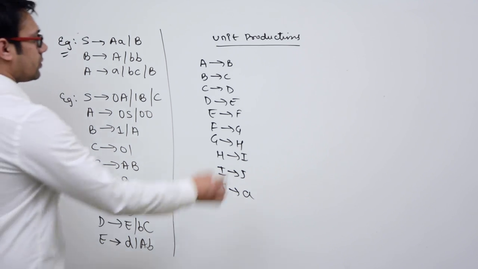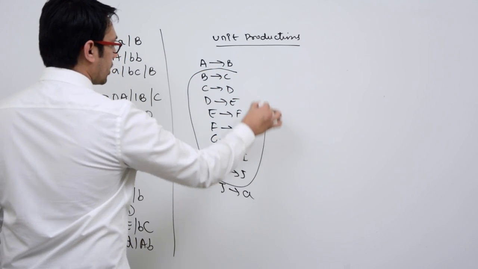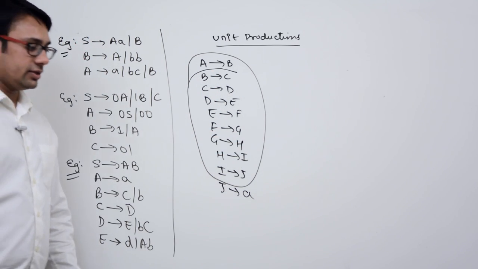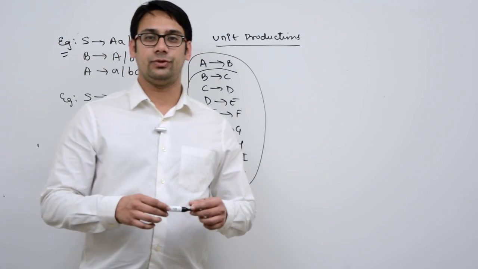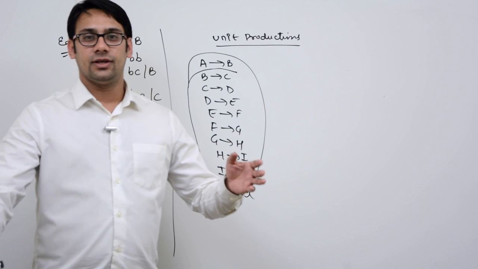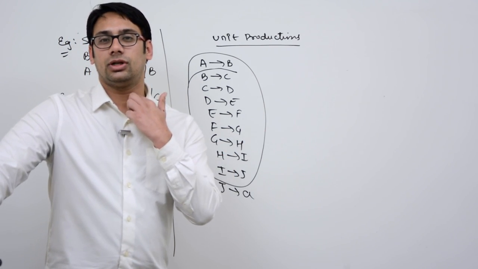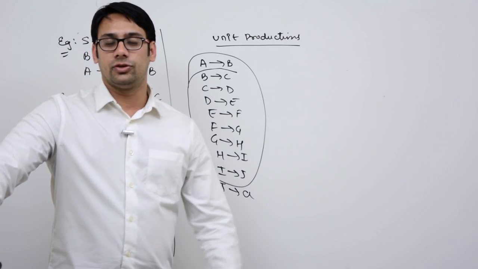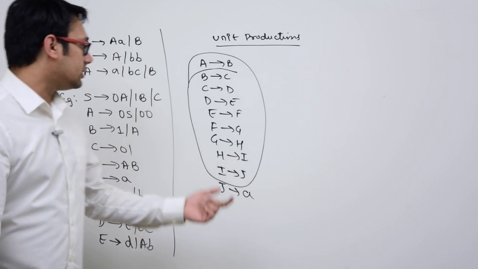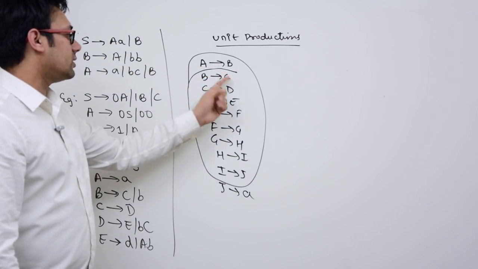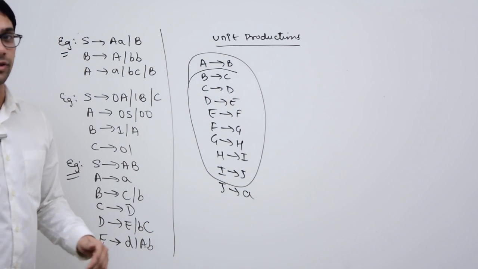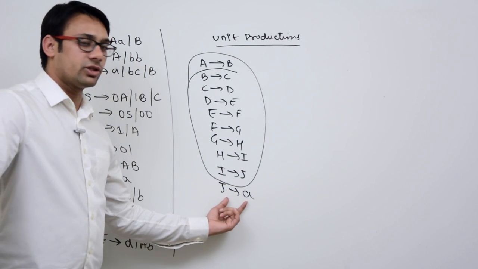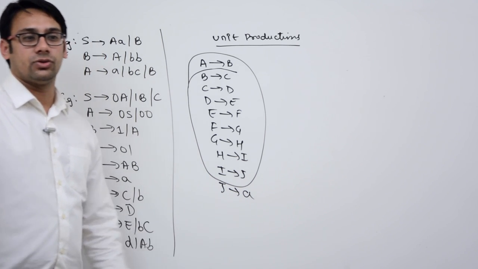Right. Now, all these productions, including this one, are not doing anything. They are just like this: if you go to any random government office, they are only giving reference to some other person, they are not doing any work. So you'll say these are useless, right? In the same way, if A is a person, B is a person, C is a person, D is a person, then they are not doing anything. They are just giving reference to someone else, but the only one doing the job is J derives small a.